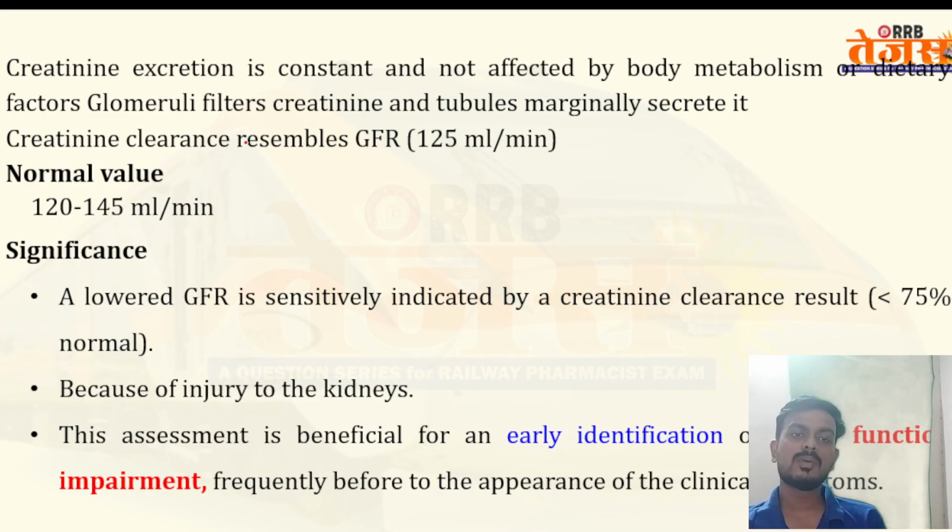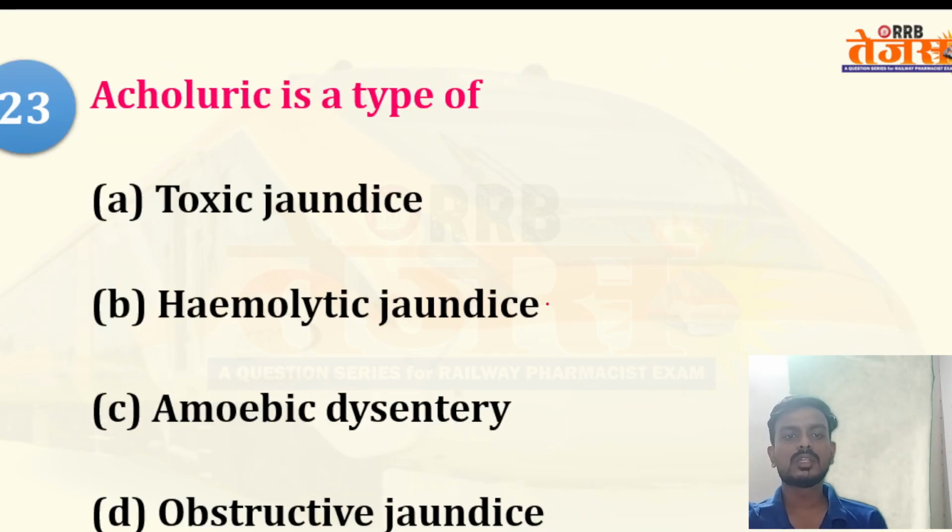GFR is the measurement of glomerular filtration rate. This is measured with the help of a carbohydrate, that is inulin. The normal range is around 120 to 125 ml per minute. A lower GFR is sensitively indicated by creatinine clearance less than 75%. Moving to the next question.